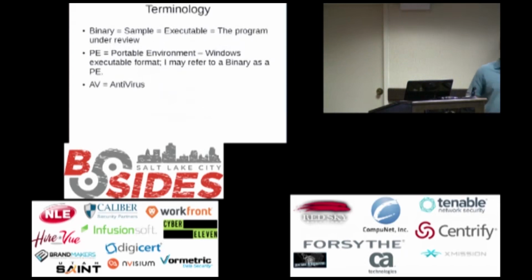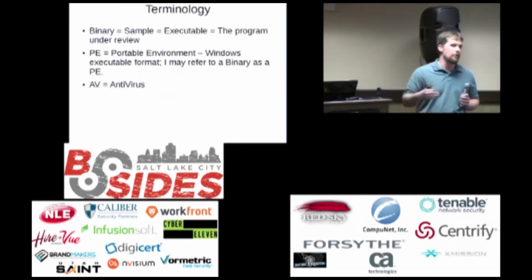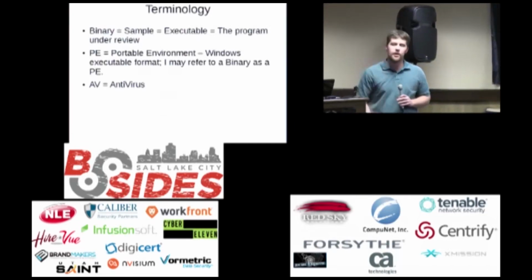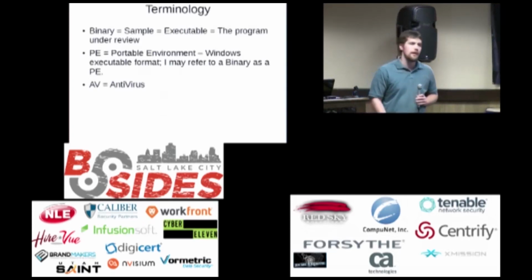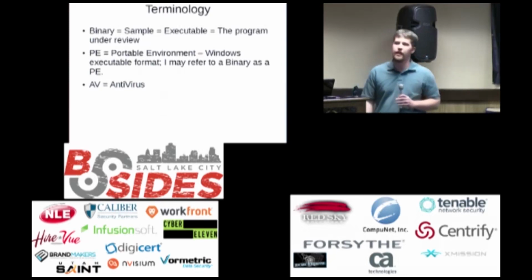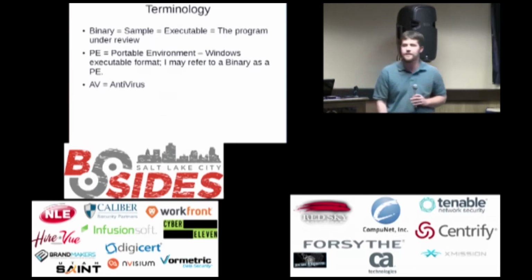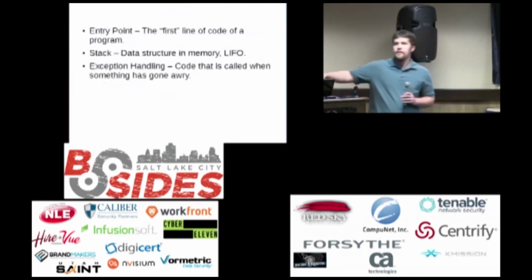So to start out with just a couple of terminology, or coverage of some terminology. For the purpose of this talk, I'll probably swap these three terms quite a bit: binary or sample or executable. This is the program or the code that I'm going to be analyzing. Sometimes I'll also swap it with that second one, PE. And this is a file format for Windows that is the executable file format, the primary one. Anyhow, AV, we probably all know that. That one's not necessary, but all right.